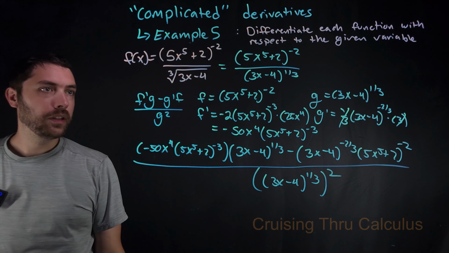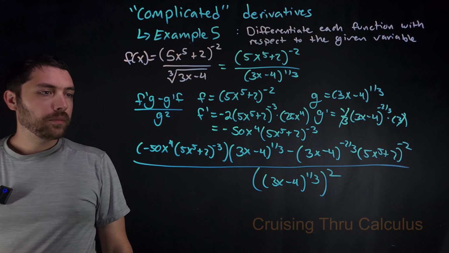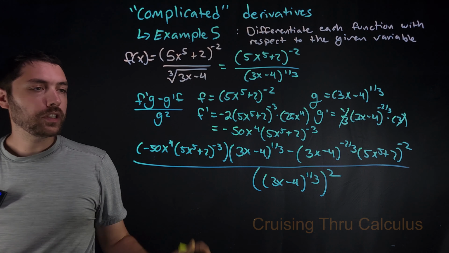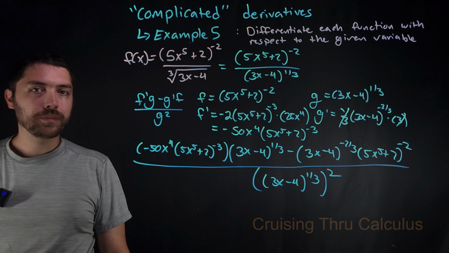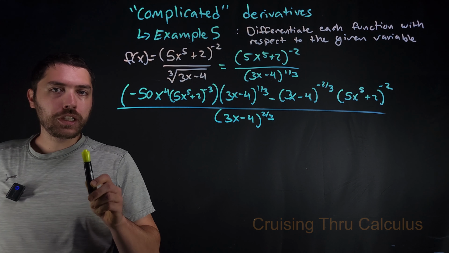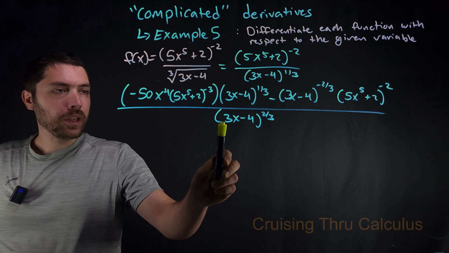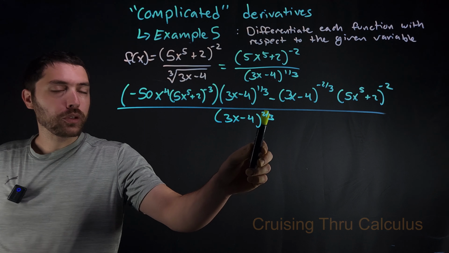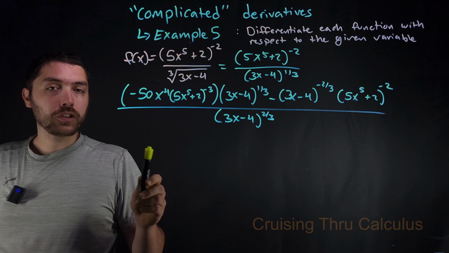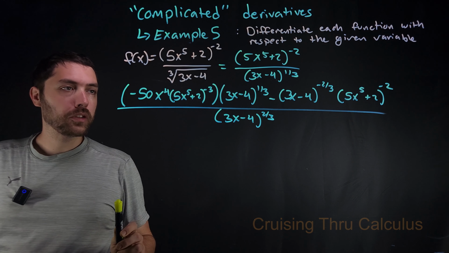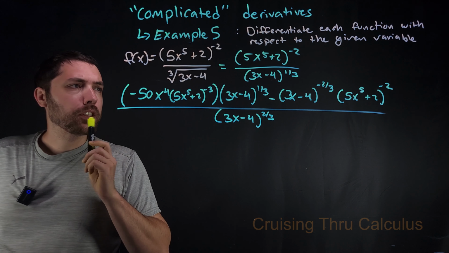Like that. Whew, okay, now let me take this and move it up here and see if we can simplify this further. All right, I actually did change one thing when I moved it up here. We had 3x minus 4 to the 1/3 squared, so I took the 1/3 and the squared and multiplied them to get 2/3. Now, let's take a look at the rest of this.